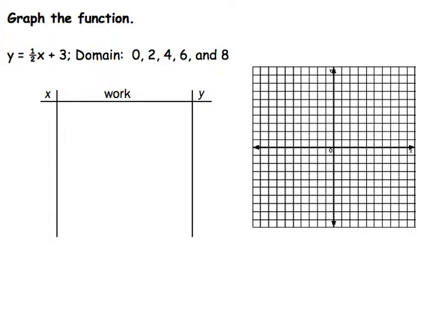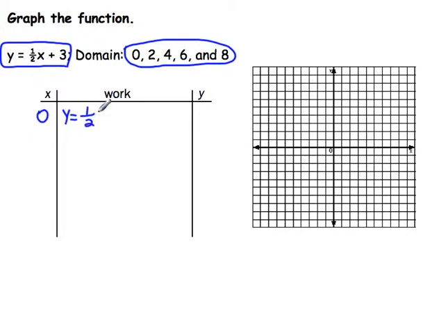So we want to graph this function. We've got y equals 1/2 x plus 3. This is actually the function, okay? Now it's telling us to use this very specific domain, okay? We're only going to use these as our inputs. And remember, inputs are the x's. So I'm going to start with 0 for the x. And then to do the work, that just means I'm plugging it in. So it's going to be 1/2 times 0 plus 3.